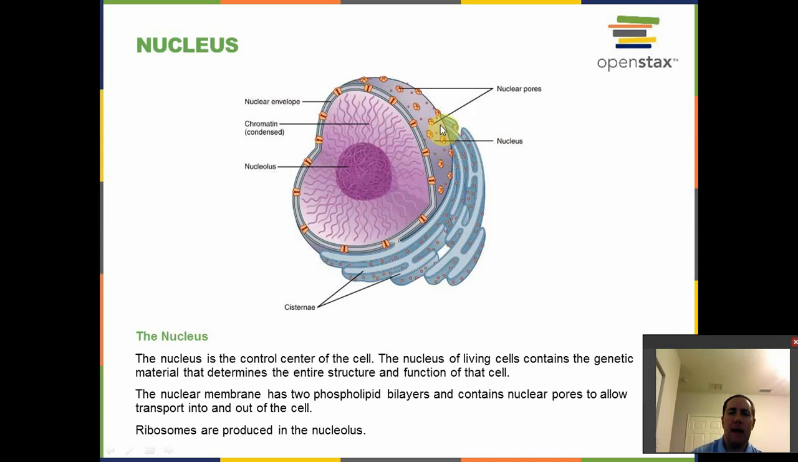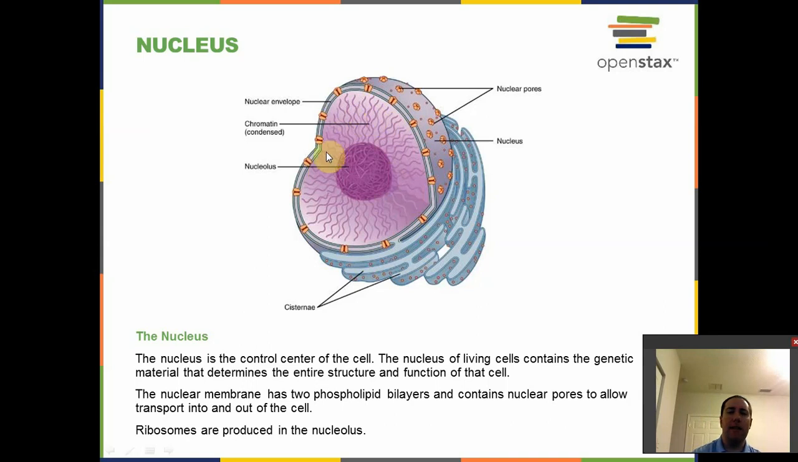And then embedded in that membrane are pores. Now these are proteins, just like the channel proteins on the plasma membrane. They're going to allow things to get in and out of the nucleus. Some things are going to have to get in, other things are going to have to get out.